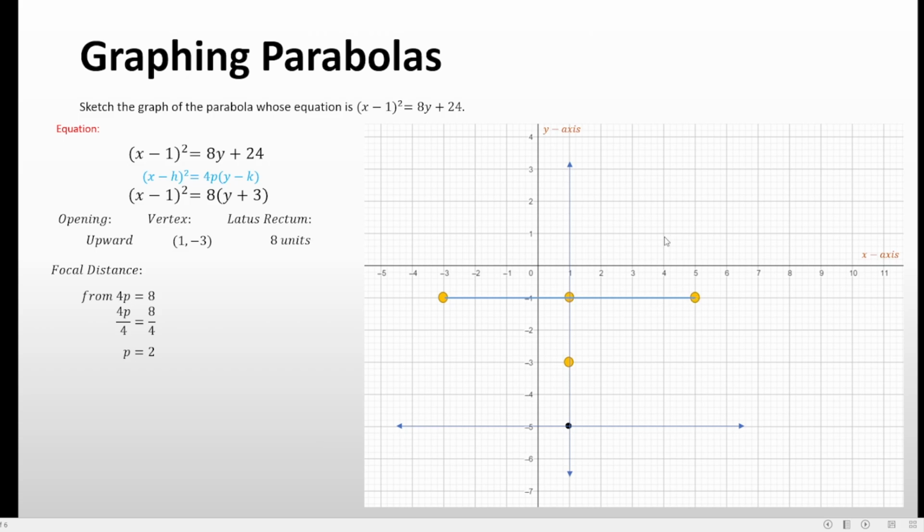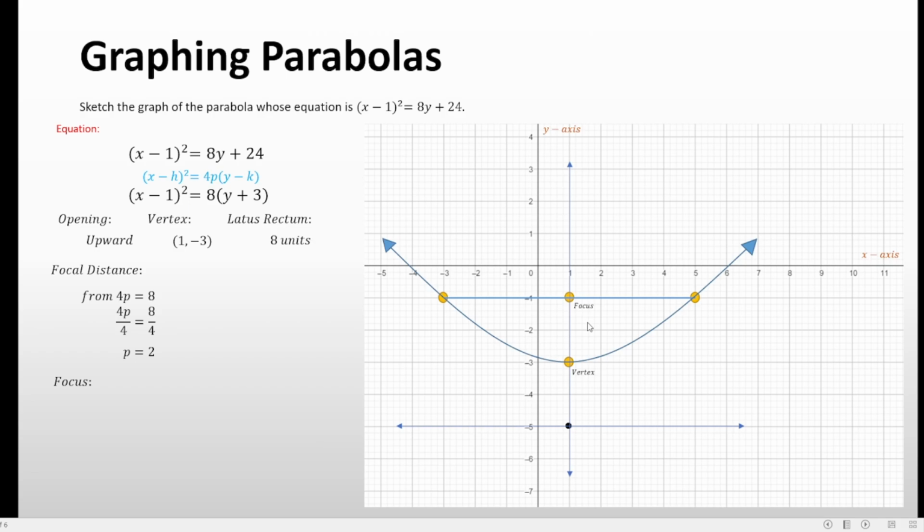Okay? Then after which, guys, once you already have the endpoints of the latus rectum, you can already draw the parabola. So that's already your parabola. Now, after drawing the parabola, you can just label everything here. You know already the vertex, it's already labeled here as (1, -3), but the focus, we do not know the coordinates.